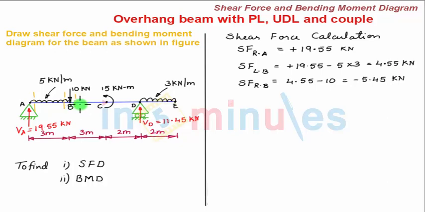Now I see that there is no force between this section and up to point D. So I'll straight away take a section near point D, skipping this salient point C, since at C there is only a couple acting. By taking a section towards the left of D and very near to it, I can write the shear force towards the left of D is equal to, since there is no addition of force between these two sections, the value is the same, minus 5.45 kilonewton.